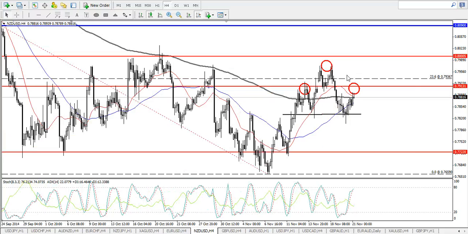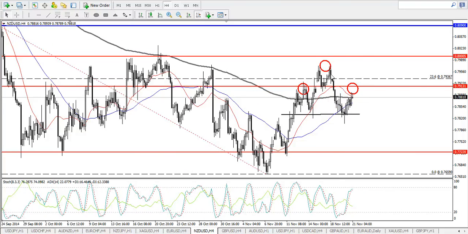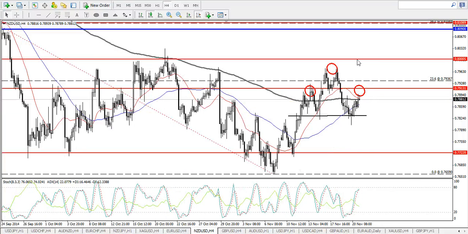And of course, if it happens to break upwards, there won't be any head and shoulders, and the first level we'll be going back to is 0.8, alright, 0.8 flat.